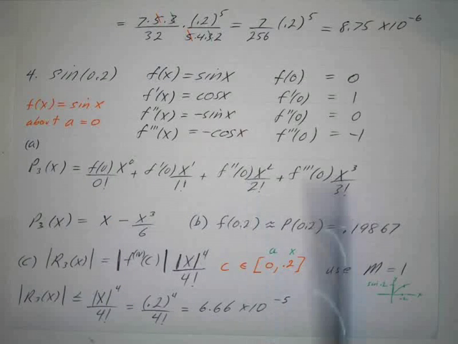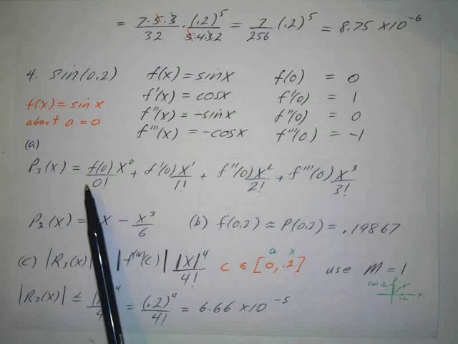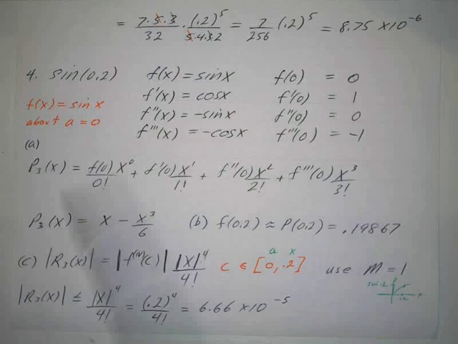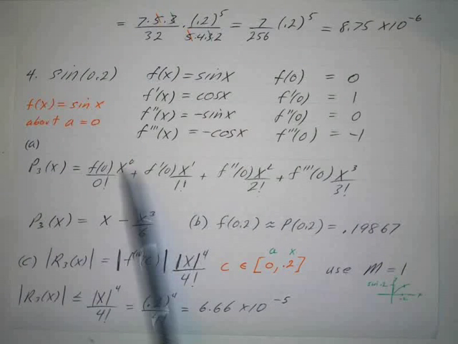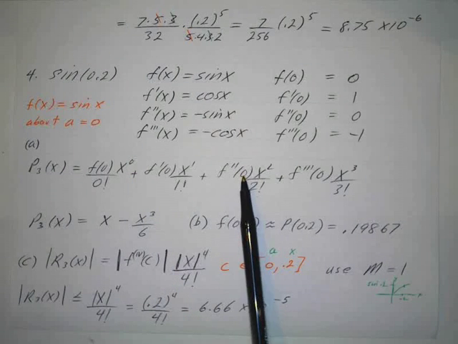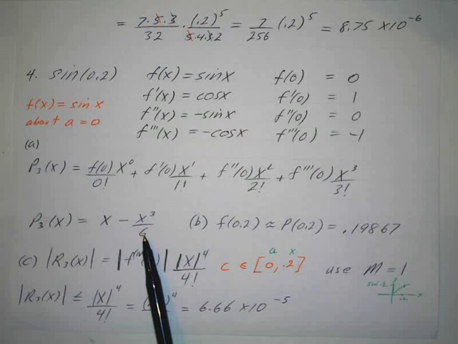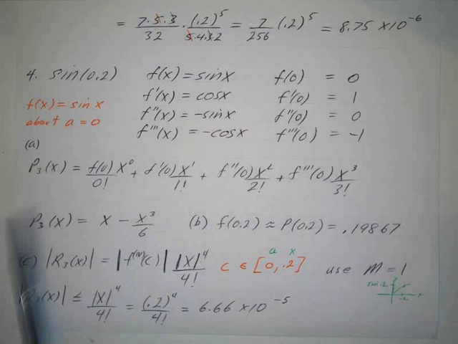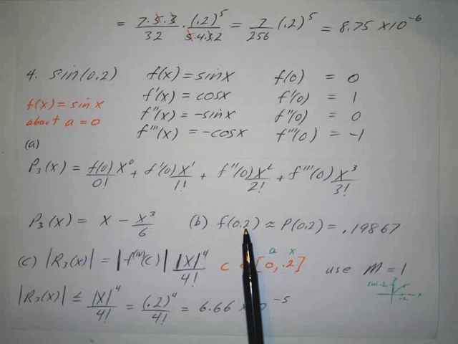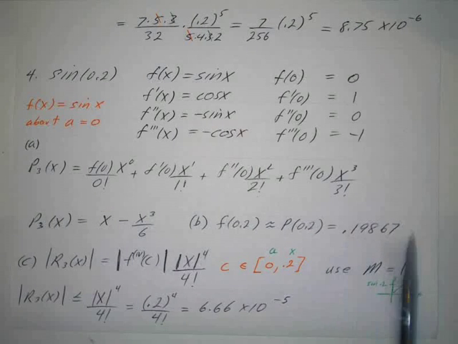And this simplifies real fast, so I didn't show all the steps here, but this is 0, so my first term goes to 0. This is 1, so that's just x. This is 0, so it goes to 0, and this is negative 1, so it's just negative x cubed over 3 factorial, which is 6. So there was your a part. That was your polynomial. All right, and then I just evaluated it at 0.2, so I put 0.2 into the function here, and you get 0.19867.